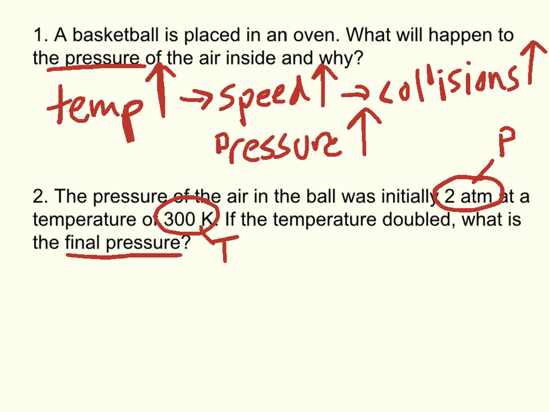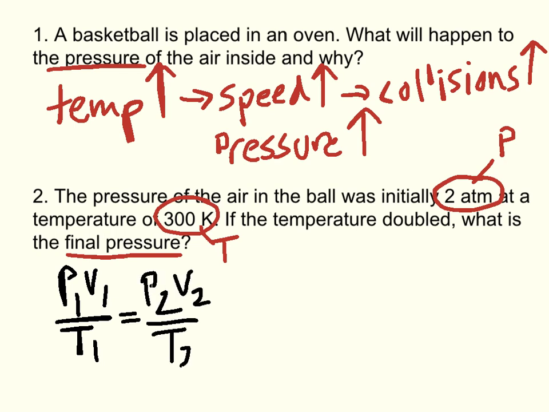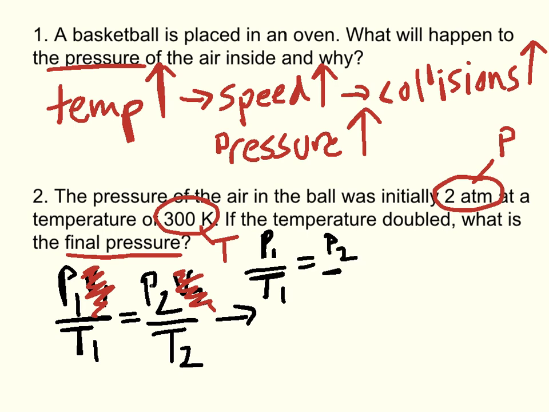So when we use the combined gas law, P1 V1 over T1 equals P2 V2 over T2, we only want pressure and temperature, so we can cross out volume. We don't need to use it. So what this will look like now is P1 divided by T1 equals P2 over T2.